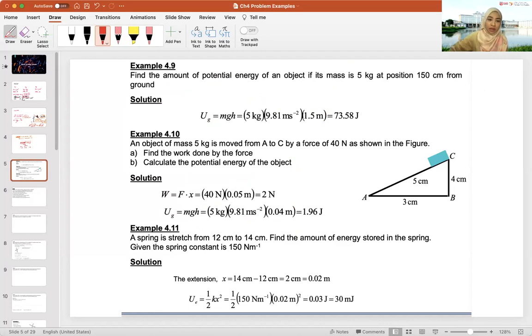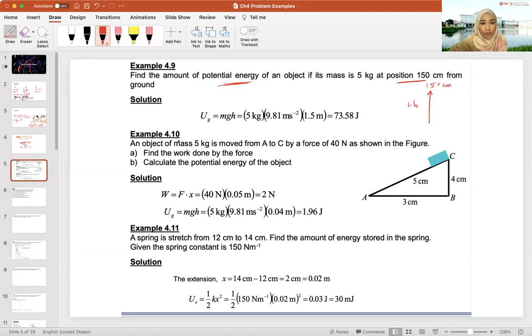Example 4.9, find the amount of potential energy of an object if its mass is 5 kg at position 150 centimeter from the ground. Now remember, I told you our H is with reference to the ground. So this becomes a positive H if it is 150 centimeter above the ground. So UG equals MGH, 5 times 9.81 times 1.5. So this is your answer.